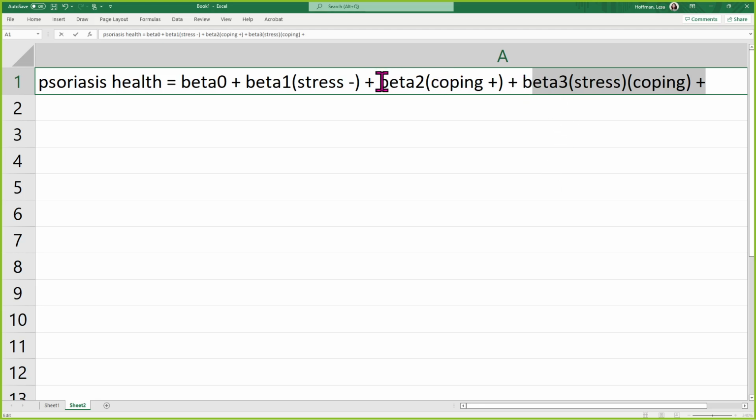What about if we approach it from this way? Beta 2 is already positive. What's the interaction term going to do to it if it's a positive number also? This one's a more positive. So the effect of coping would be strengthened in people who have higher stress levels, according to this model. It would become even more positive via the interaction term.